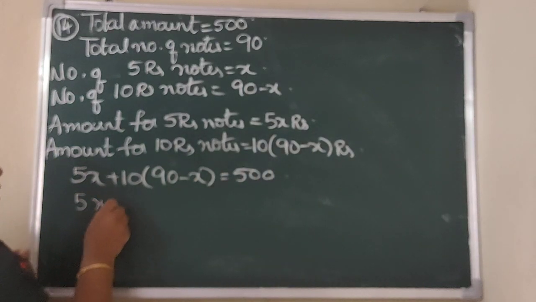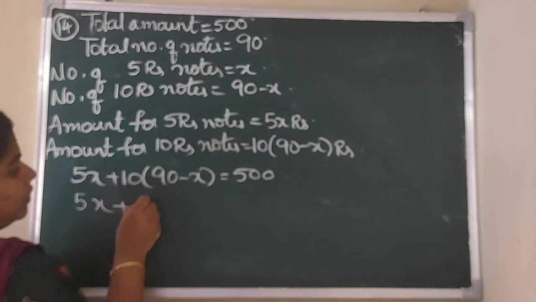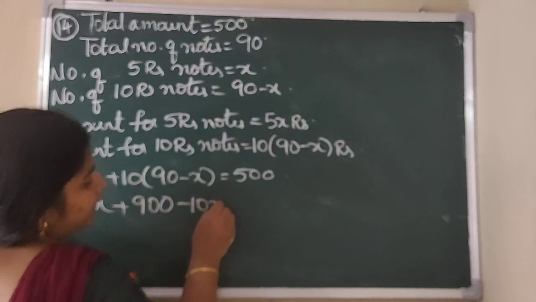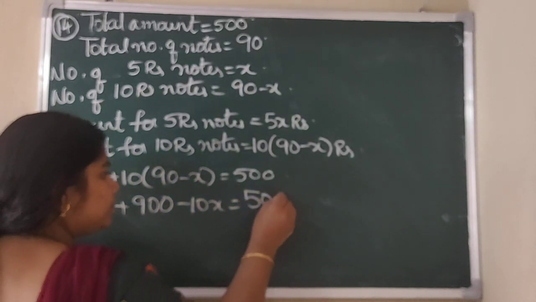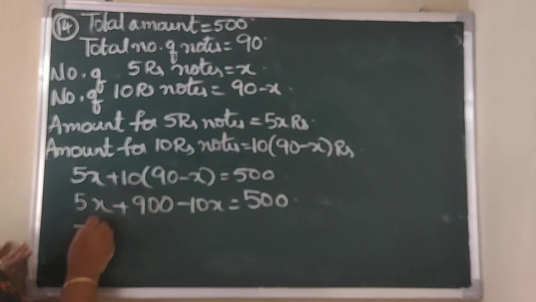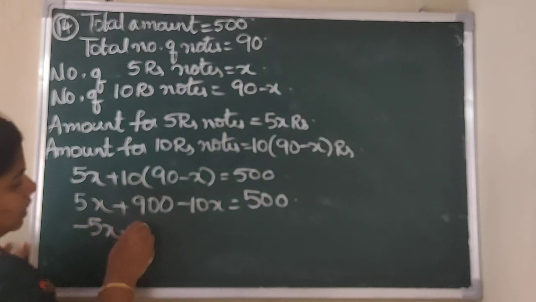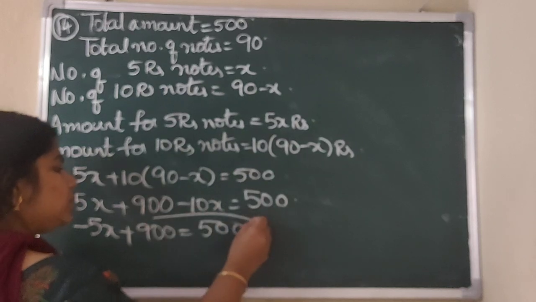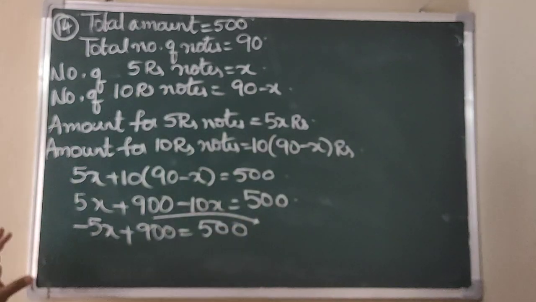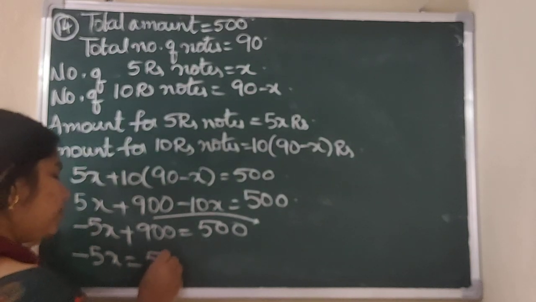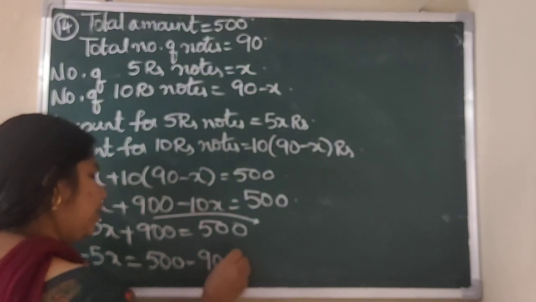So 5x plus 10 into 90 minus x will be equals to 900 minus 10x is equals to 500. So here 5x minus 10x will be equals to minus 5x plus 900 is equals to 500. Now transpose plus 900 to the other side, that will become minus. So minus 5x is equals to 500 minus 900.